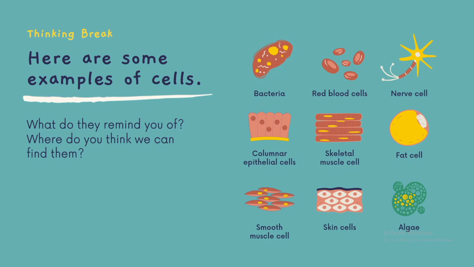Number 7. Smooth muscle cell. Smooth muscle cells are found in the walls of hollow organs such as the digestive tract, blood vessels, and respiratory tract, as well as in structures like the iris of the eye. They are involved in involuntary movements and regulate the diameter of these structures.